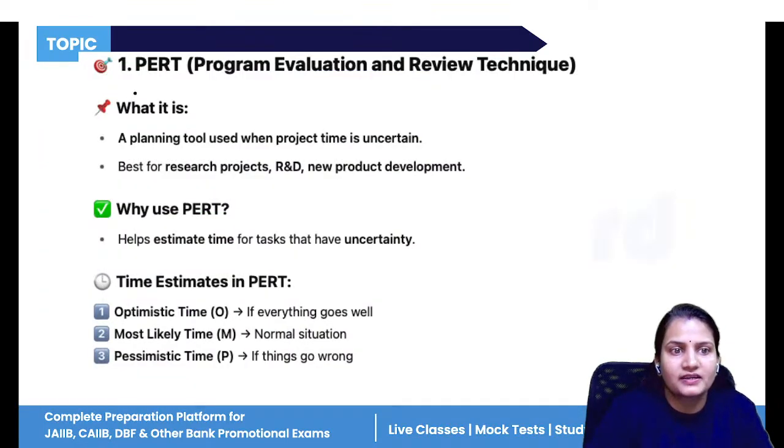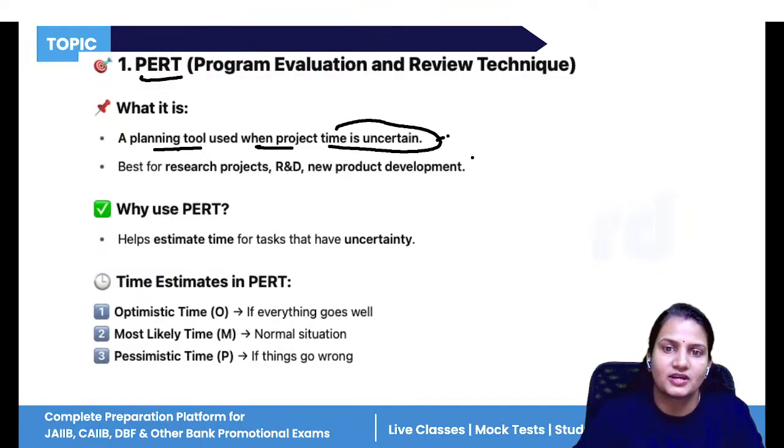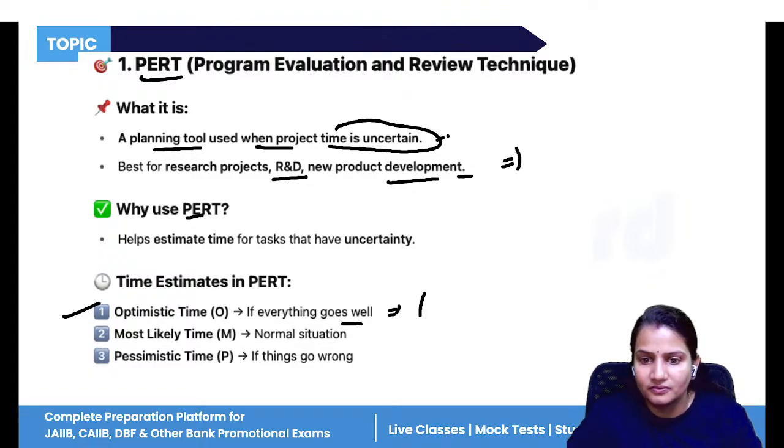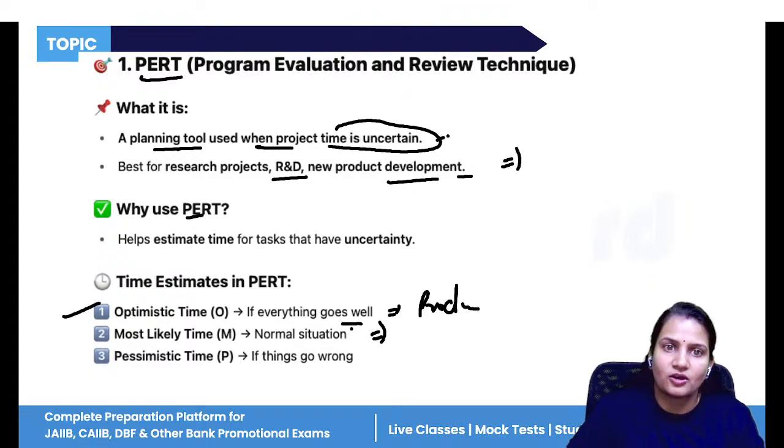Like see, PERT is a planning tool. It is used when the time period is uncertain, when you don't know how much time it will take to complete. So this is used in R&D projects, in new product development, when you are unaware of the time period. And you will check in three different scenarios. In an optimistic scenario, if everything goes well, how much time will it take to make one product. If the situation is normal, meaning sometimes it is good, sometimes not, the average situation, then how much time will it take. And if the situations are not according to us, then how much time will it take to make a product. That is why we use PERT.